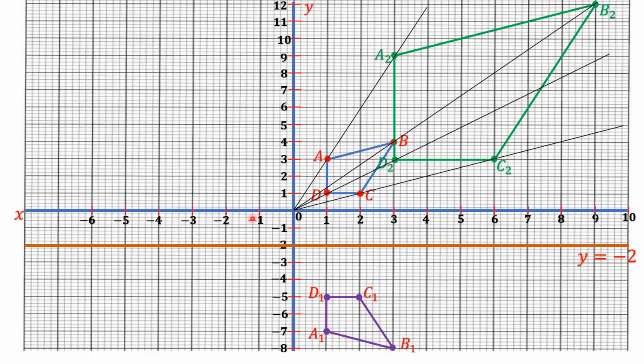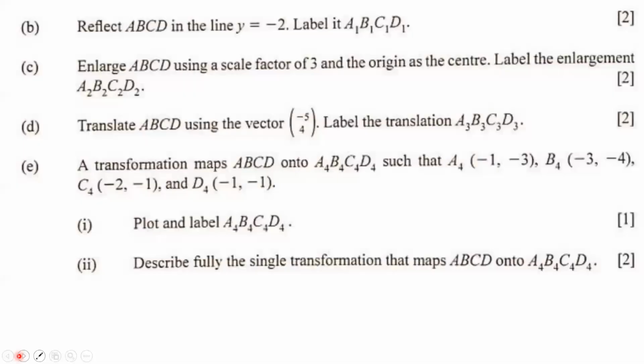And we know that the center of enlargement is the origin because if you notice carefully, this line intersects with A. This line intersects with B and B2. This line right here intersects with D2 and D. And this line intersects with C and C2. And all of them meet at the origin. So we know that the center of enlargement here is the origin. Okay, let's move on to the next one.